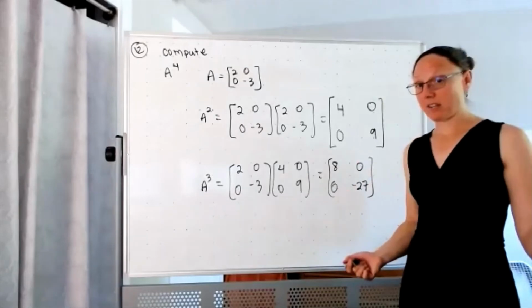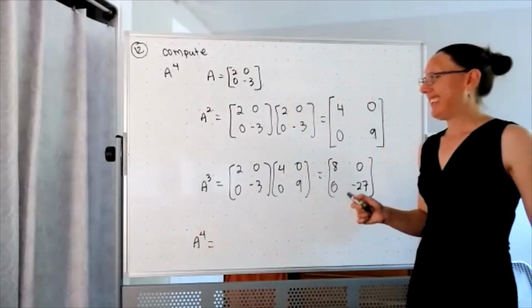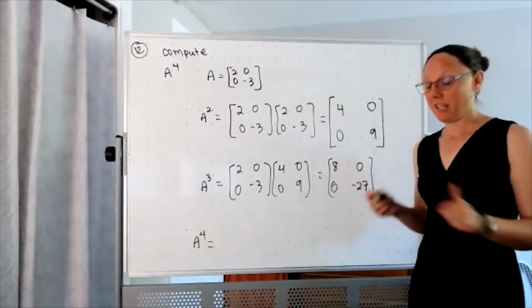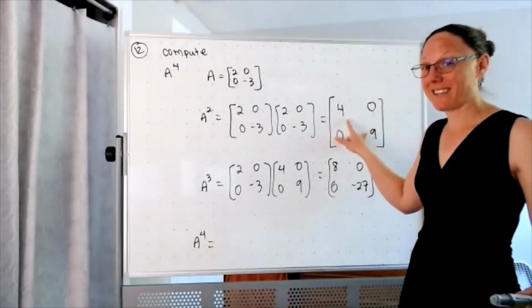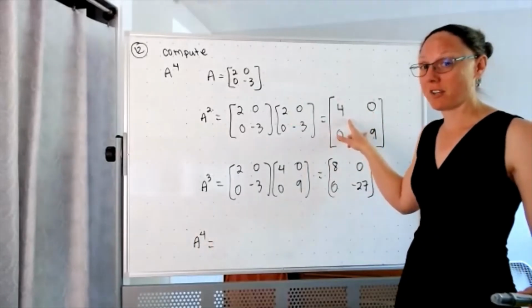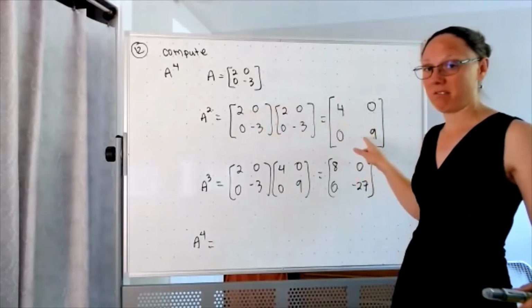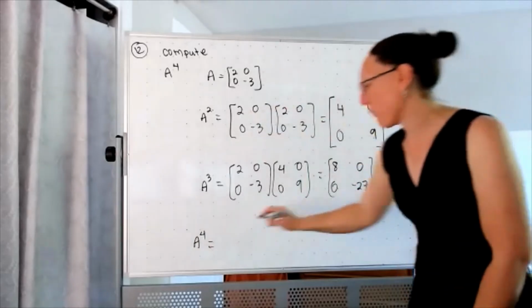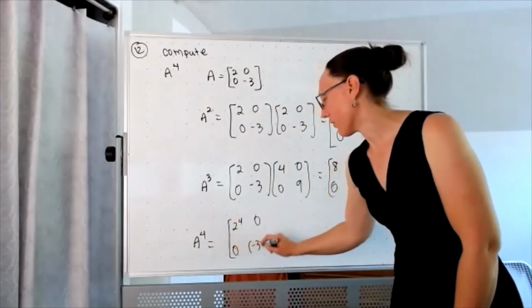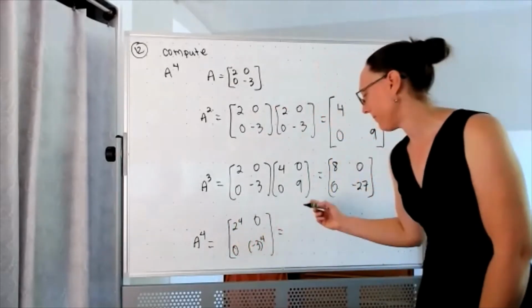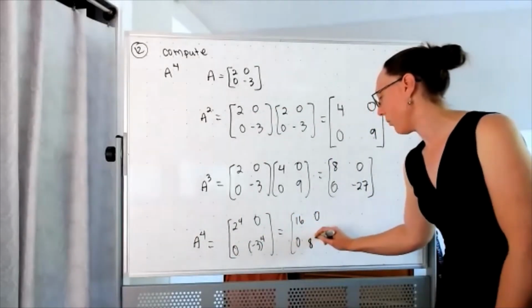You may have noticed that the magic of this matrix is we're preserving zeros here, and these numbers are really just multiplying by themselves over and over again, which means this A to the 4th would end up being 2 to the 4th, 0, 0, -3 to the 4th, or 16, 0, 0, 81.